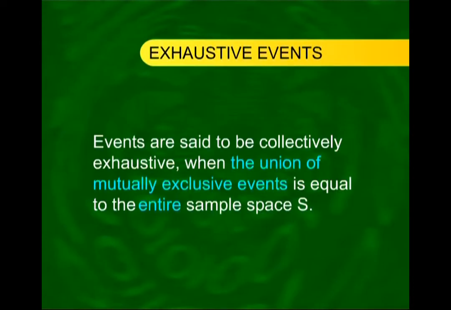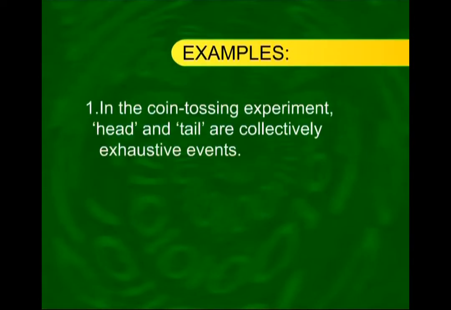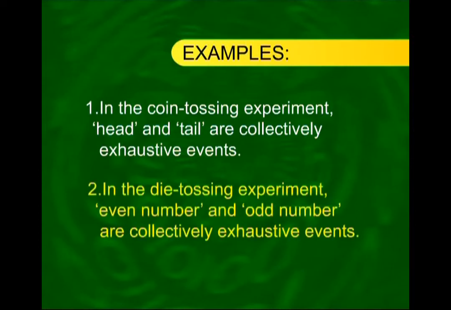All right, having discussed the concept of mutually exclusive events, I would like to revise with you the concept of exhaustive events. As you now see on the screen, events are said to be collectively exhaustive when the union of mutually exclusive events is equal to the entire sample space S. For example, in the coin tossing experiment, head and tail are collectively exhaustive events. Similarly, in the die tossing experiment, even number and odd number are collectively exhaustive events, because if we take the union of the two, we get the entire sample space 1, 2, 3, 4, 5 and 6.